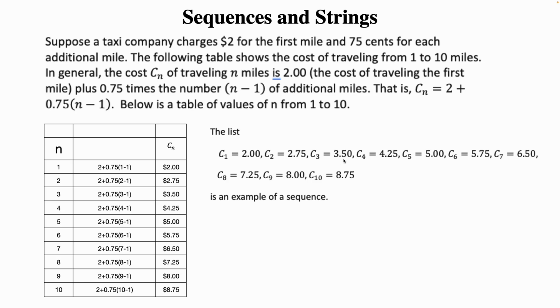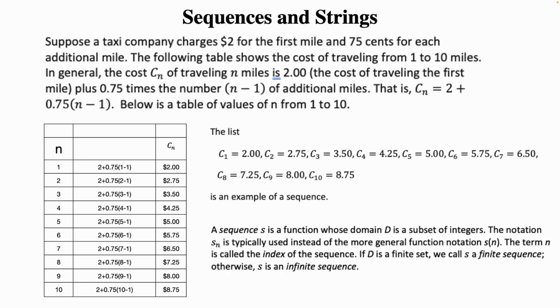So a lot of people just define a sequence as a list of numbers. But the more precise definition is this. A sequence is a function whose domain D is a subset of integers. The notation Sn is typically used instead of the more general S(n). The term n is called the index of the sequence. So if D is a finite set, we call S a finite sequence, and if D is an infinite set, we call it an infinite sequence.